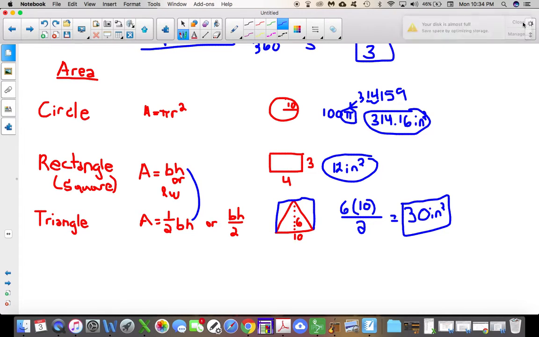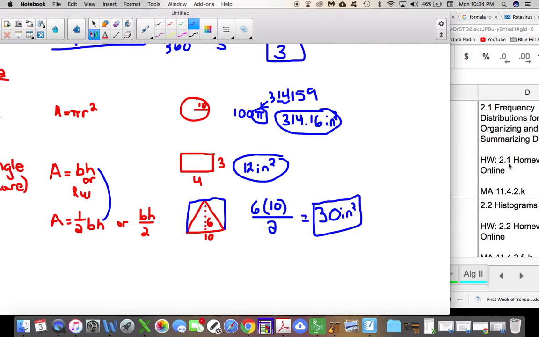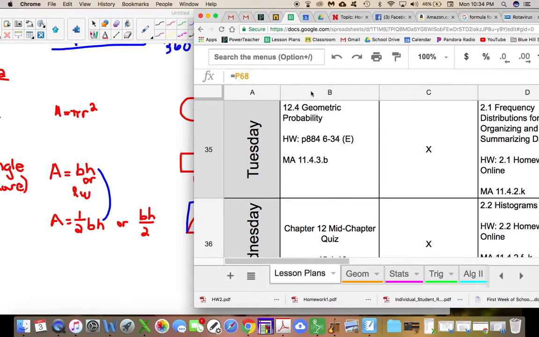So that is all I have for you. Hopefully you have a good rest of your day, and this is the homework assignment that I have for you guys for geometric probability. So go ahead and write this down. I'll post this on Google Classroom as well, but page 884, 6 through 34, the evens. There you go.